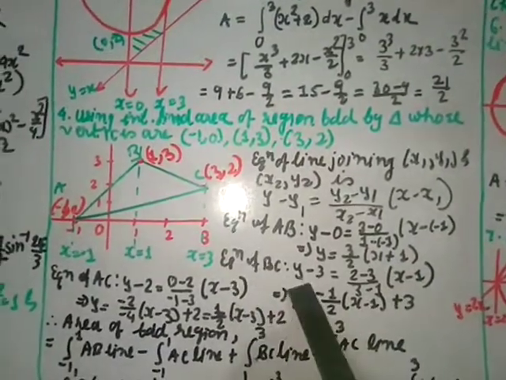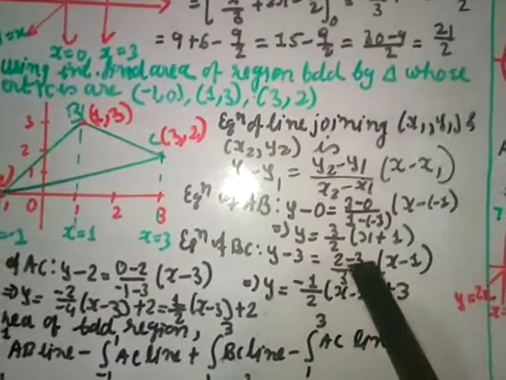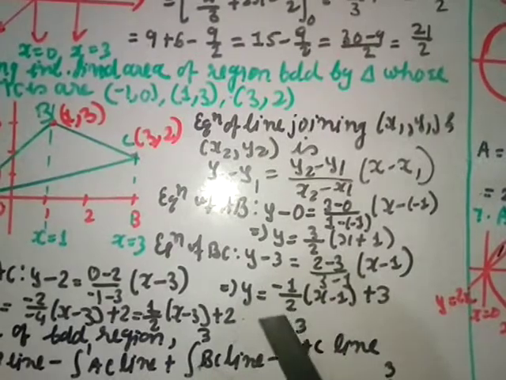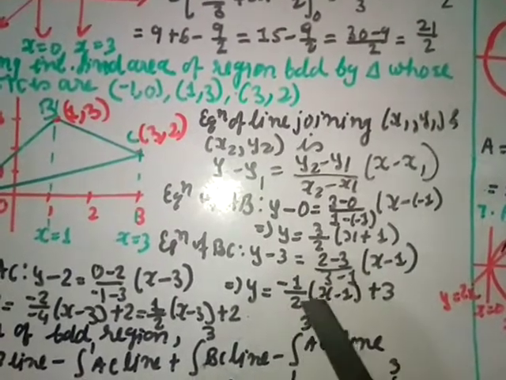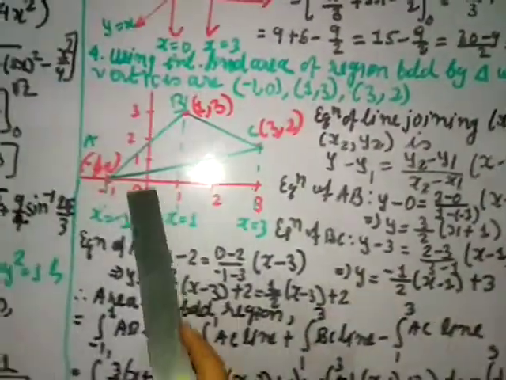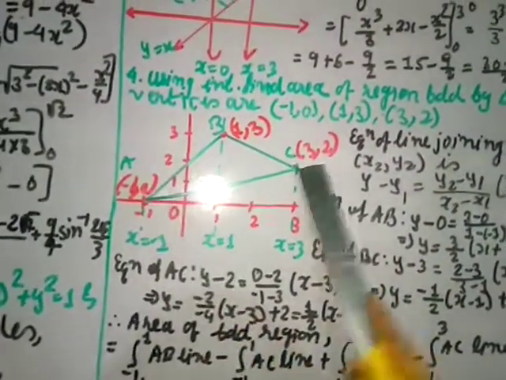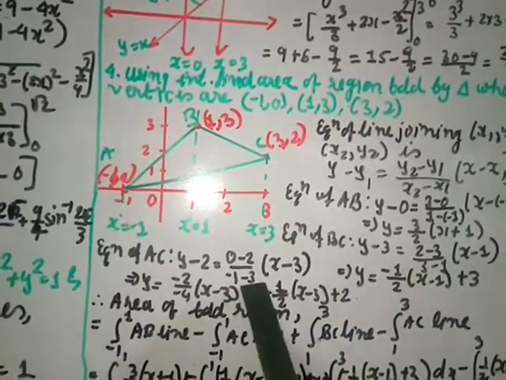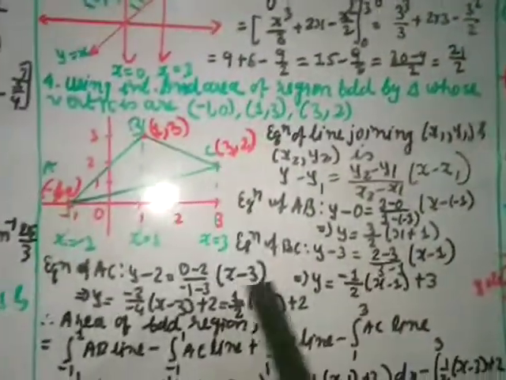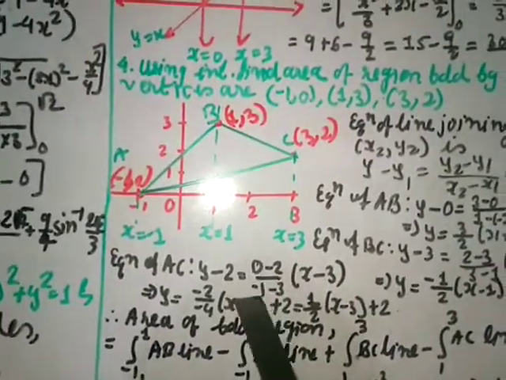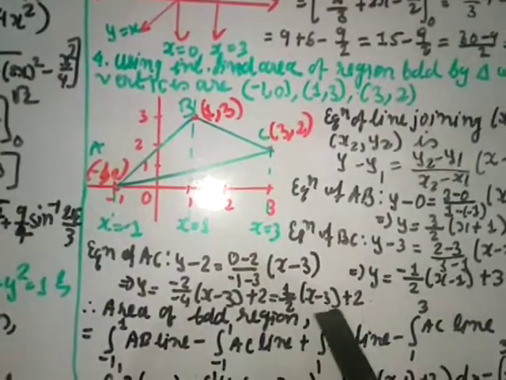Now the equation of BC, same way for this line. You put y minus 3 equal to (2 minus 3) by (3 minus 1), times (x minus 1), which gives you 2 minus 3 is minus 1, 3 minus 1 is 2, and minus 3 transferred here becomes plus 3, with x minus 1 as it is. Then the equation of this AC: you take this (x1, y1), (x2, y2). So y minus 2 equal to (0 minus 2) by (minus 1 minus 3), same formula I am using, times (x minus 3). Then minus 2 transferred here becomes plus 2, and minus 2 by minus 4 gives you 1 by 2 times (x minus 3) plus 2.